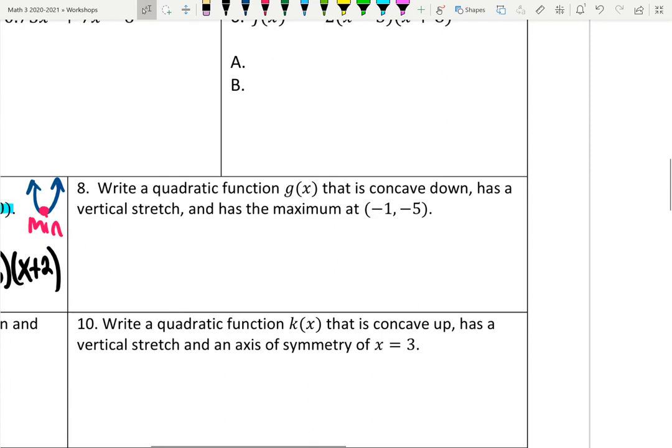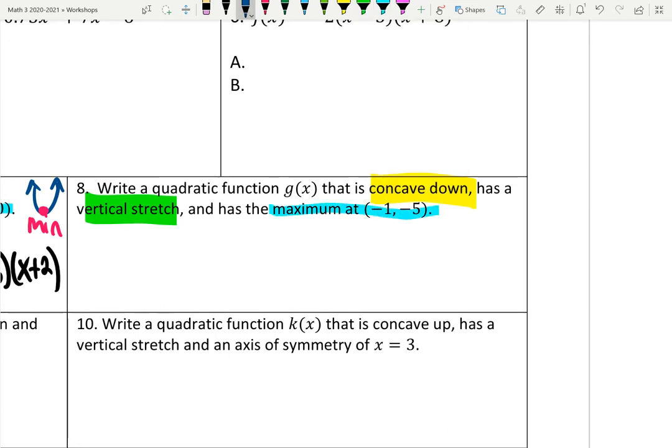Next quadratic. It is concave down. It has a vertical stretch, and it also has a maximum at negative 1, 5. Now, maximum. It is concave down, so the vertex is going to be this maximum point right here, and I get the coordinates. Since they tell me where the maximum is, this is going to be vertex form.